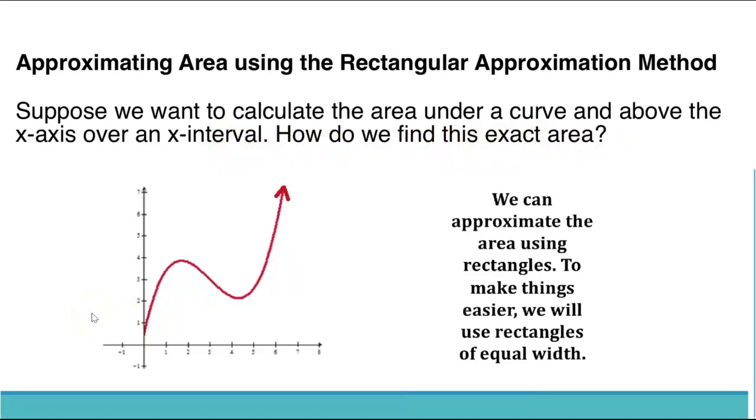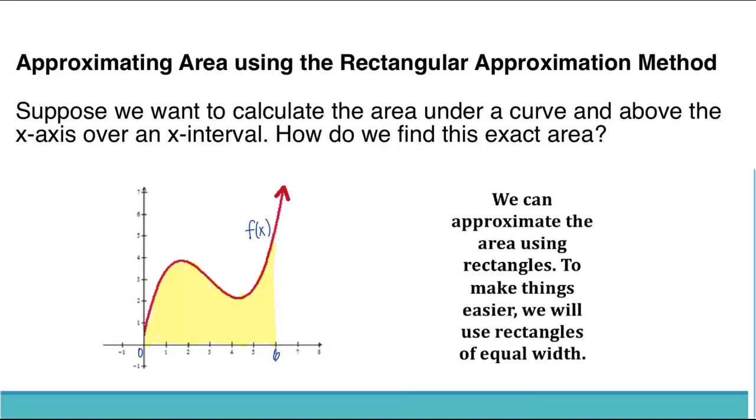So here's a graph of some curve. Let's call this function f of x. And so let's say we're interested in finding the area that's underneath this curve and above the x-axis over some x interval. So let's say the x interval from 0 to 6. So let's go ahead and highlight that region. So we're interested in finding this area here, which isn't a specific geometric shape that we have a known formula for. It's not a perfect circle, triangle, rectangle.